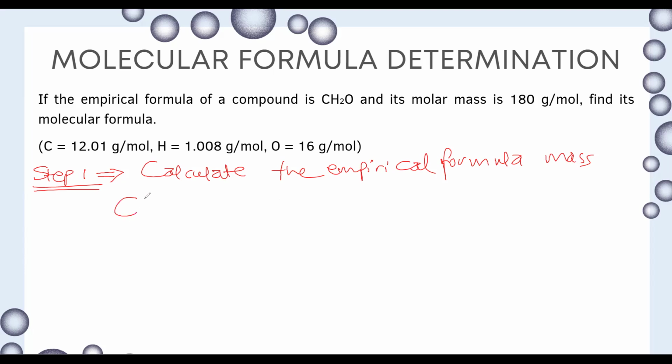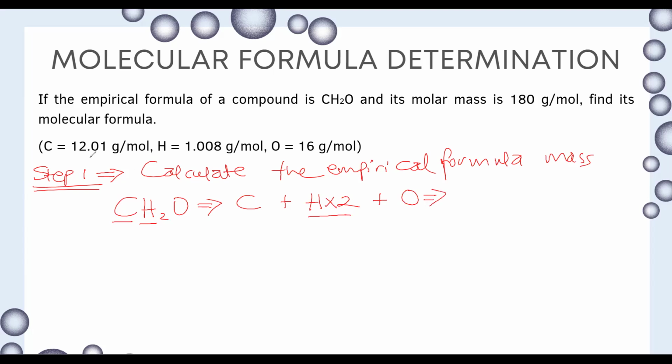CH2O. So this is how we calculate the empirical formula. The empirical formula is showing us that we have carbon plus hydrogen, and hydrogen is not just one atom. Hydrogen are actually 2 atoms. So we have H times 2 plus oxygen.